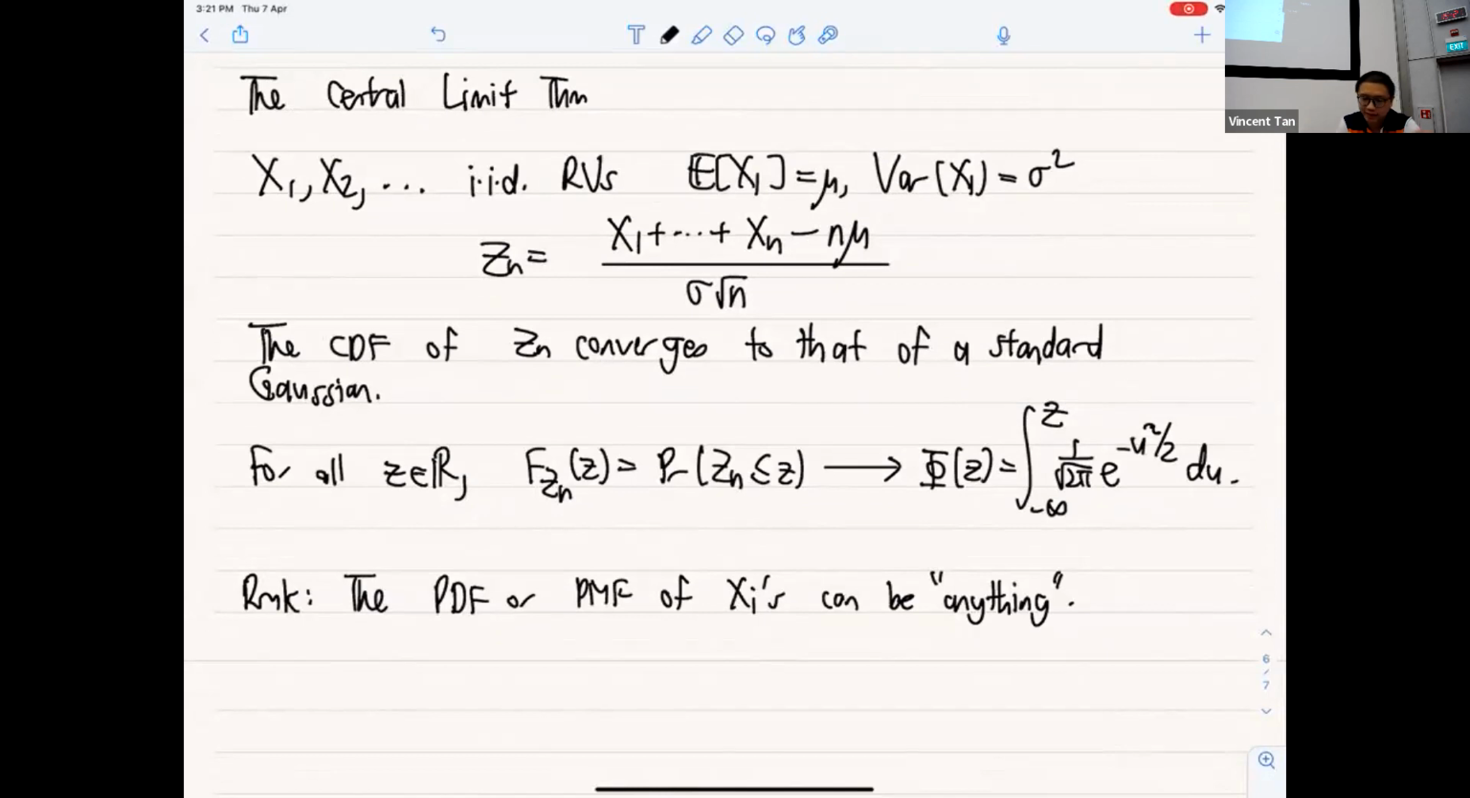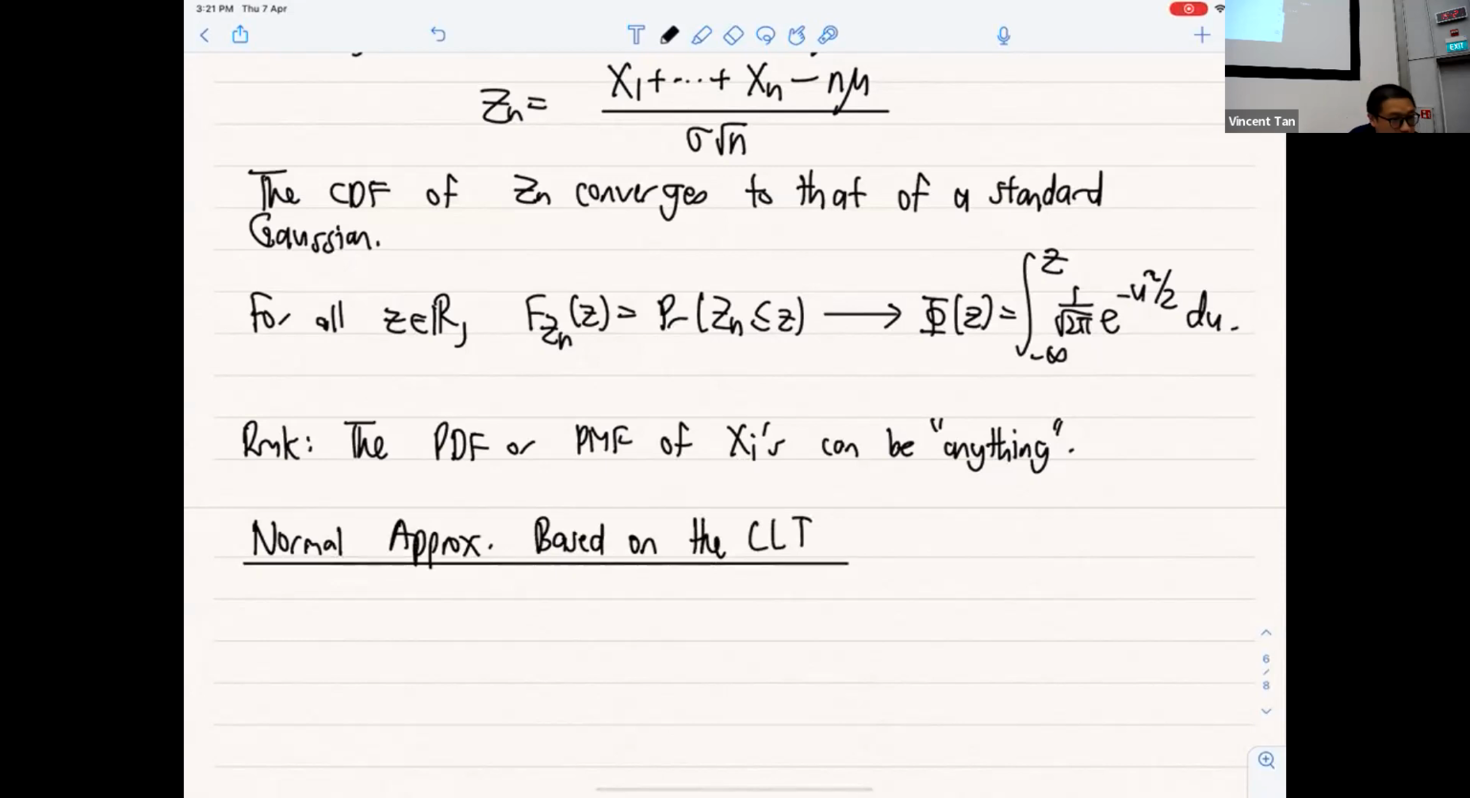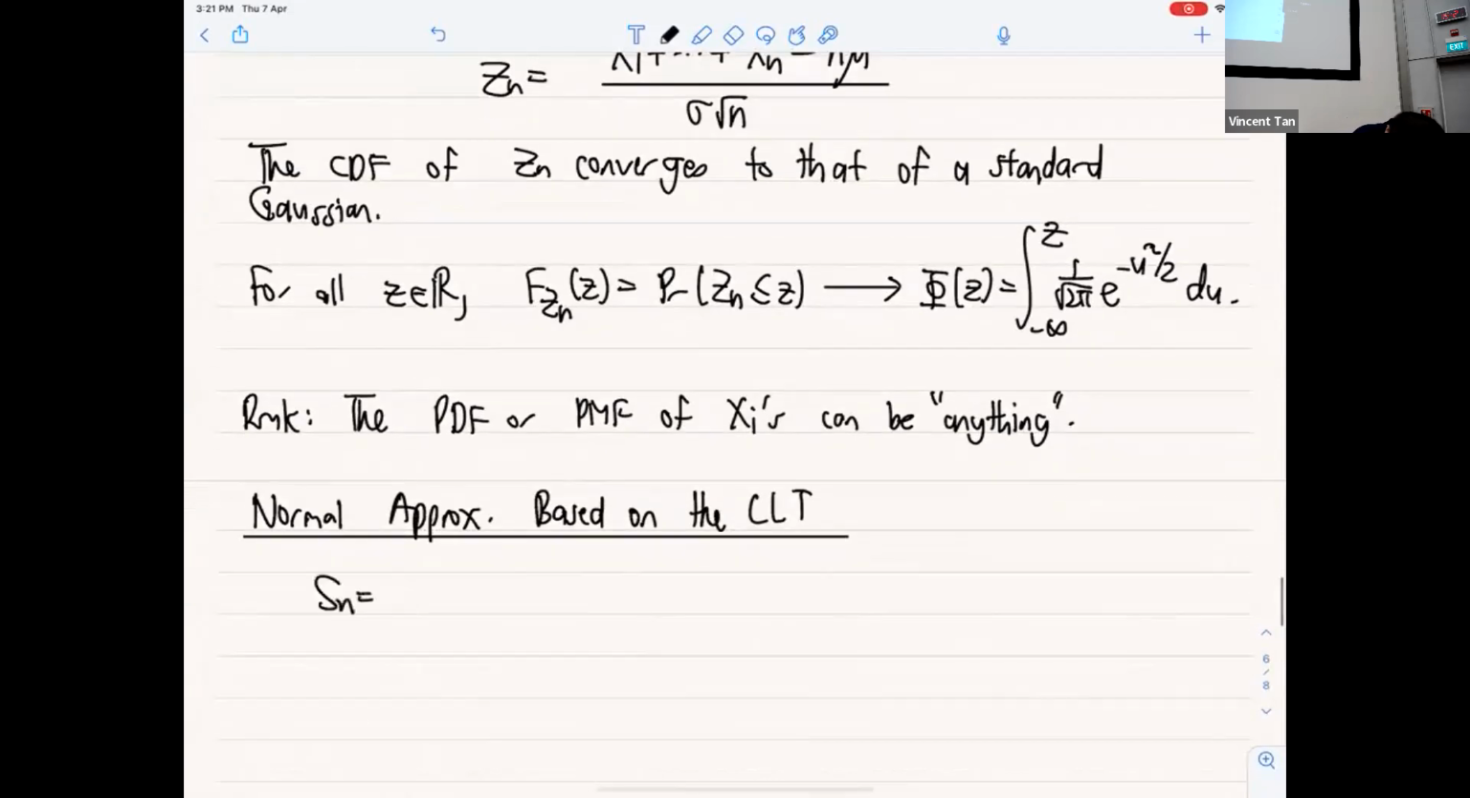So, how do we use the central limit theorem? Here's the procedure. After I outline the algorithm or the procedure, we will go to examples, okay? So the normal approximation, normal means Gaussian, based on the CLT. CLT is the central limit theorem, okay? Right, so we have the sum x1 to xn. We're going to call that Sn. So the xi's are IID random variables. And how we're going to use it is the following.